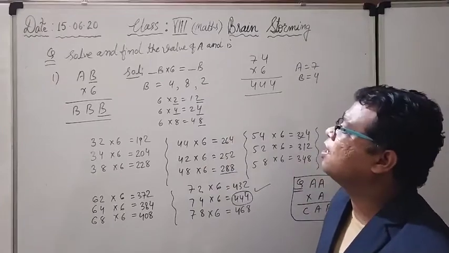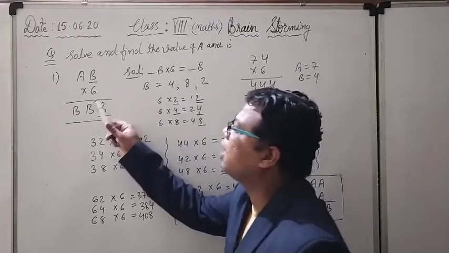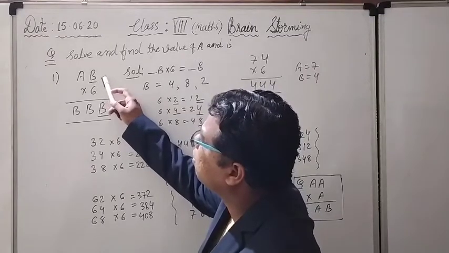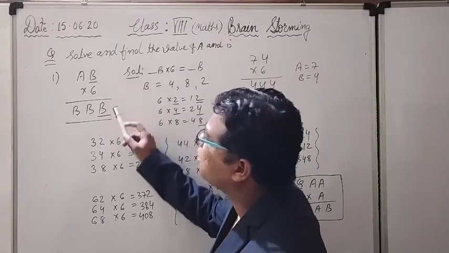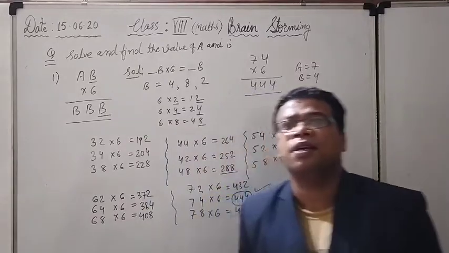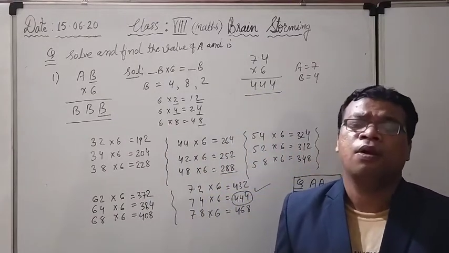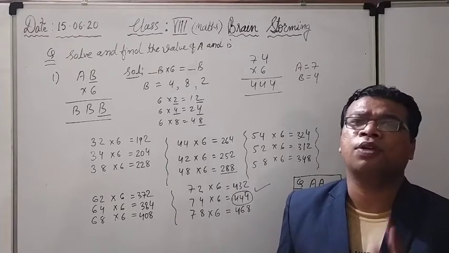So what is the logic here? See what I have done: I am making an underline here on the B. This is the unit digit. And what is the logic here? Actually, the logic is totally based upon the unit digit.